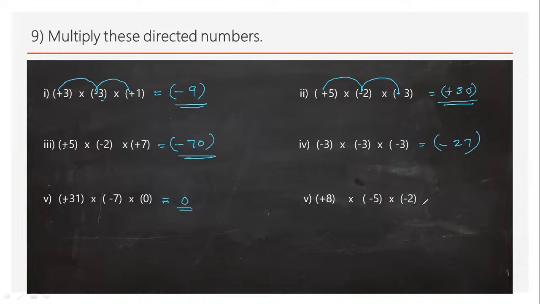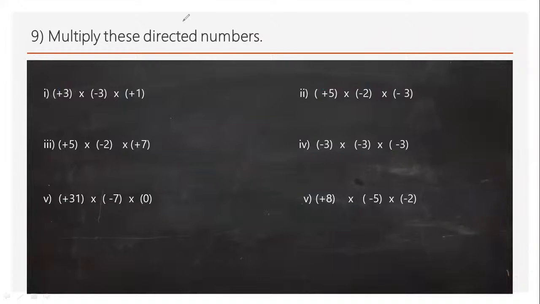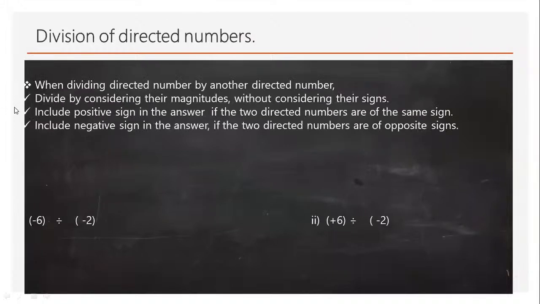So I just put the sign first. 8 times 5 is 40, times 2 is 80, plus 80. Right. I think you understood totally about the multiplication of directed numbers. Division of directed numbers. Right?